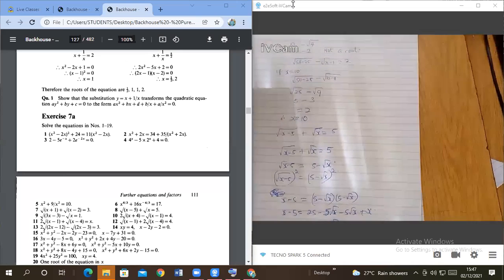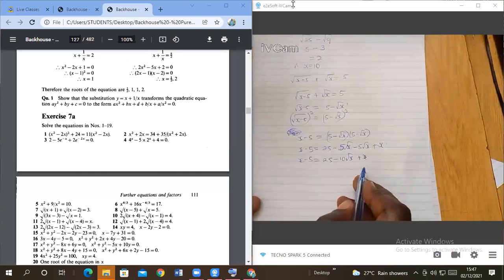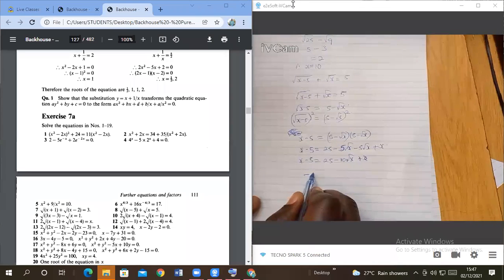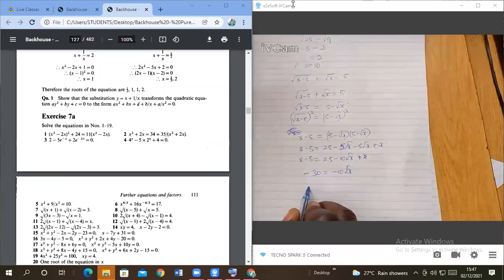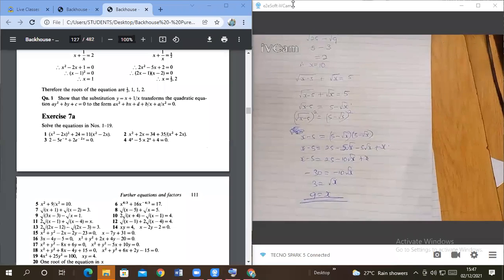Do you have that? Yes. When you bring this x this way, you have negative 30 is equal to negative 10 root x. Is that okay? So 3 is equal to root of x. When you square both sides, you have 9 is equal to x. So those with 9 are correct.